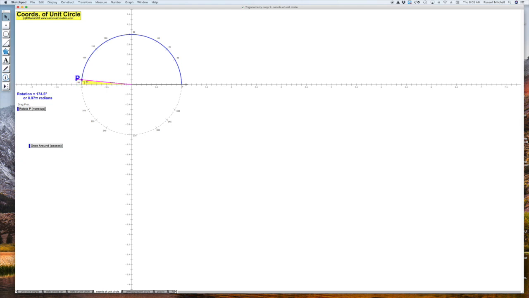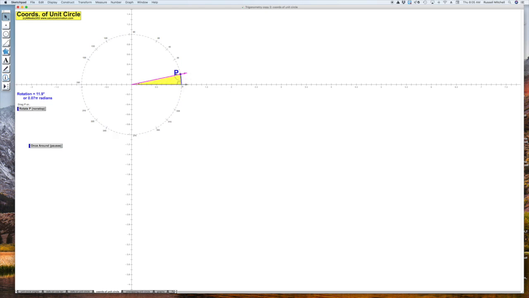3 pi over 3 right there, and 3 pi over 3 is pi. And then 4 pi over 3 would be right about here, 5 pi over 3, and then 6 pi over 3 would take us back to where we started, because 6 pi over 3 is 2 pi, which is a full rotation.